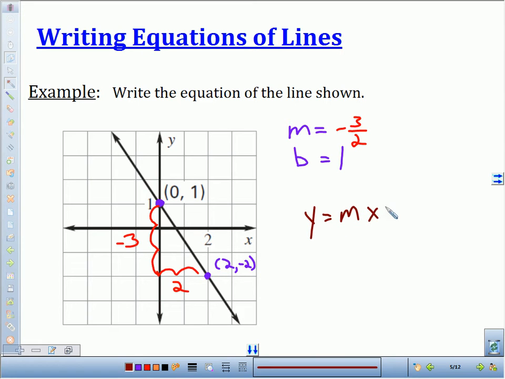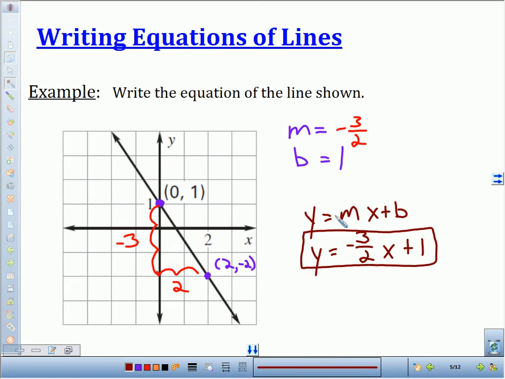Again, we have y equals mx plus b. We replace m with -3/2, and we replace b with 1. So we end up with y equals negative 3 over 2x plus 1. And that is the equation of this line. The solution to the equation is the line. I'm sorry about that.